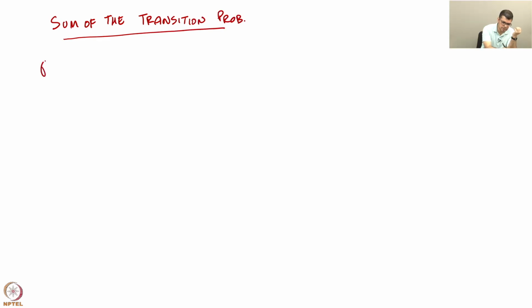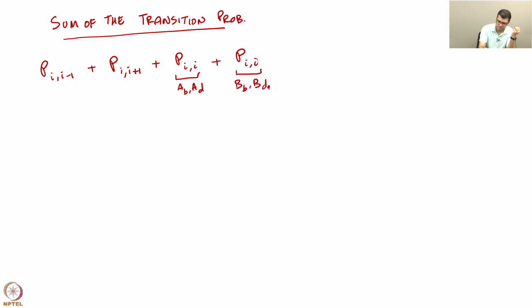The sum that we are interested in is Pi to I minus 1 plus Pi to I plus 1 plus Pi to I when it is A born and A death, plus Pi to I which is B born and B death. These are the only 4 transitions possible, and these are all mutually exclusive. Mutually exclusive in probability means that if event A is happening, then B cannot happen. In the context of these transition probabilities, if one transition is happening, then the other cannot happen.